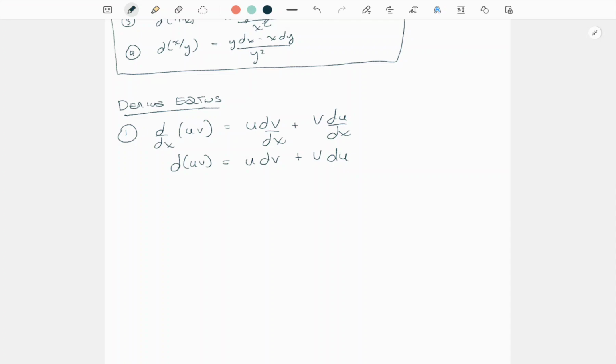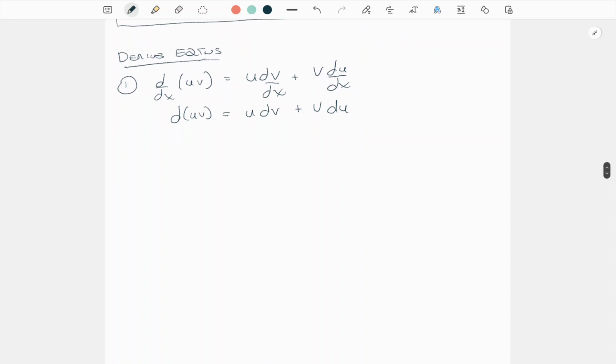Now, one thing I wanted to show about this formula is the integration by parts formula. This is just the product rule, but if you take the integral of both sides of this equation, you have the integral of d of uv equals the integral of u dv plus the integral of v du. Well, the integral of d of uv is just uv.